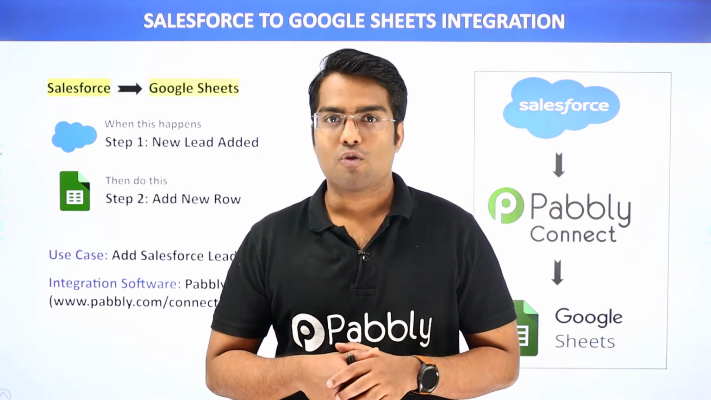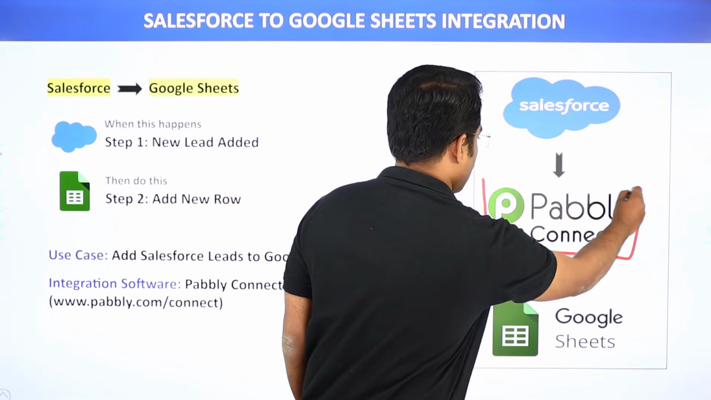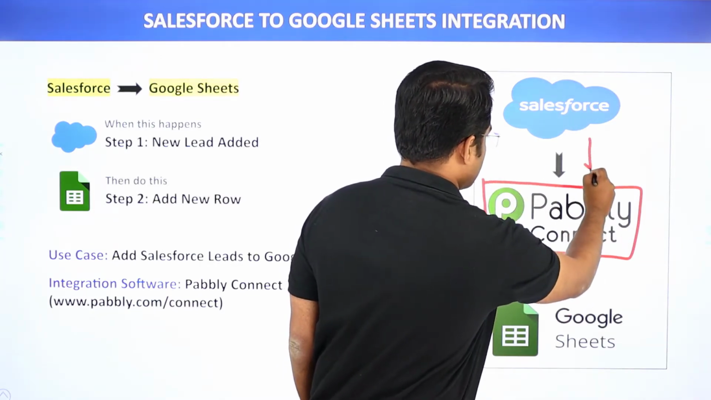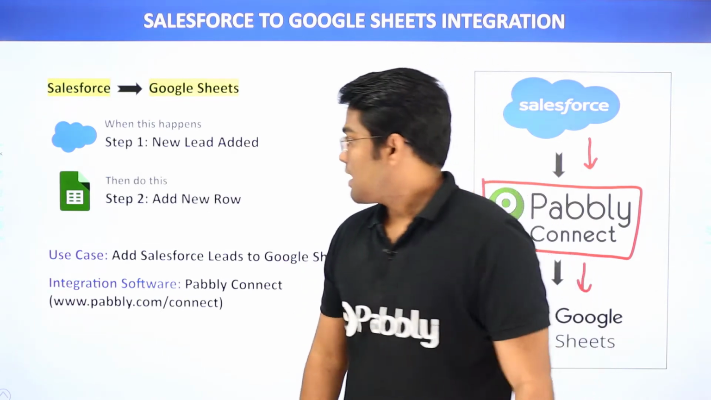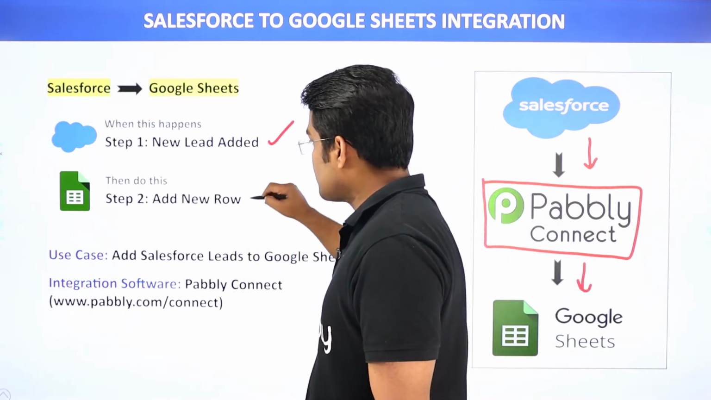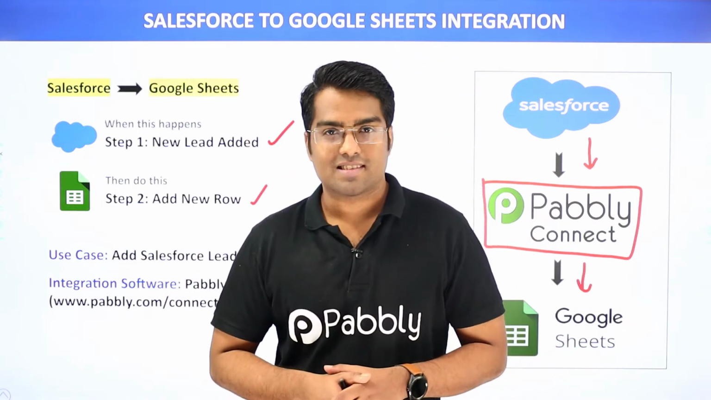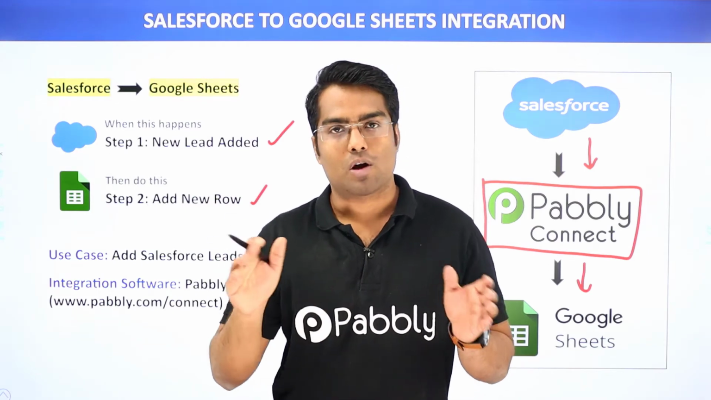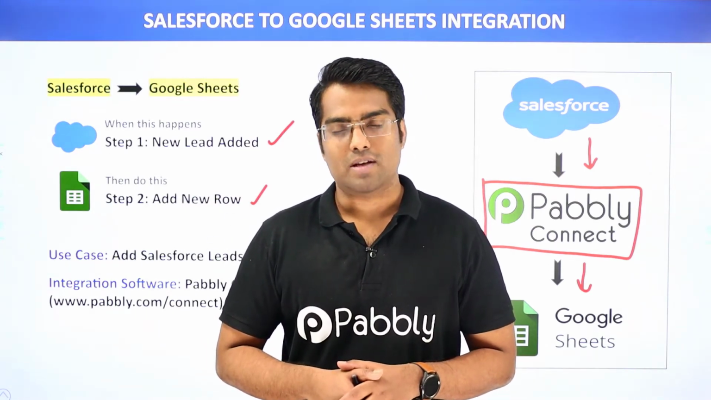So in this video, we will be using Pabbly Connect to integrate Salesforce and Google Sheet. So what Pabbly Connect will do is, anytime a new lead is created in Salesforce, it will automatically add a new row in Google Sheet. Now the best part of using Pabbly Connect is, there is no need for coding skills or programming knowledge. And this can be done in few easy steps. Let me show you on my screen.